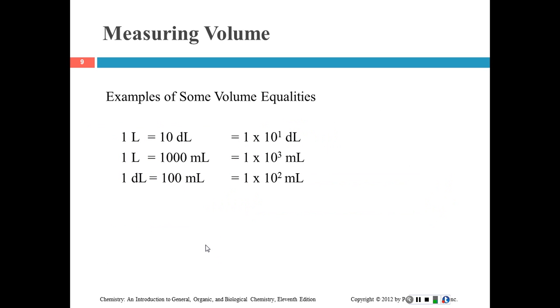When you're measuring volume, I mentioned a graduated cylinder earlier. We're going to be using that. We may use other things too, but 1 liter is equal to 10 deciliters. 1 liter is equal to 1,000 milliliters. You're going to see milliliters a lot. And 1 deciliter is equal to 100 milliliters.